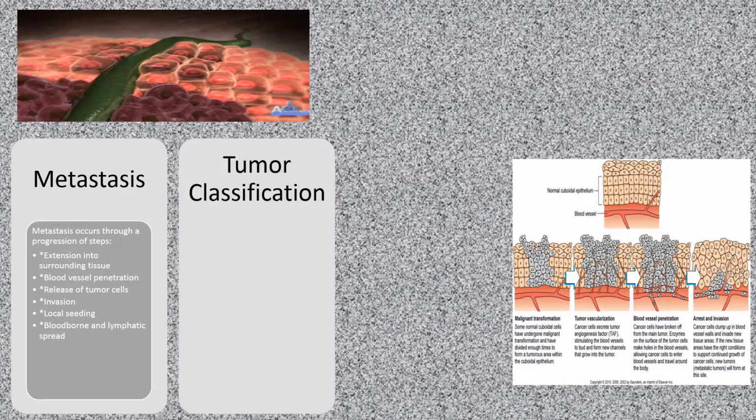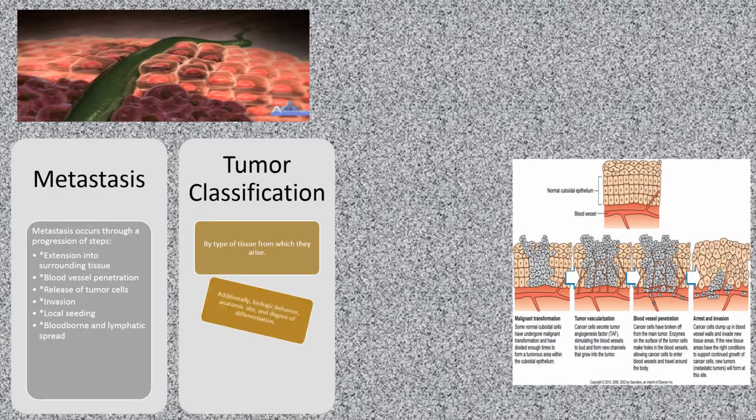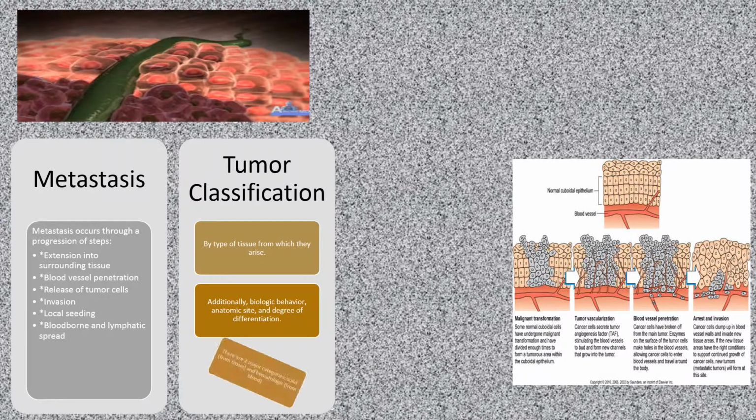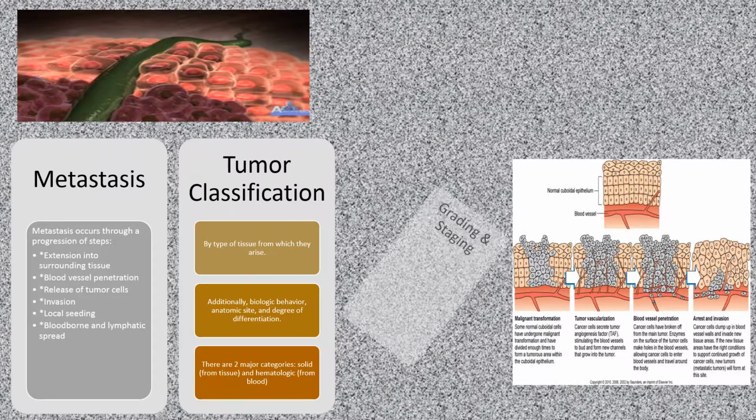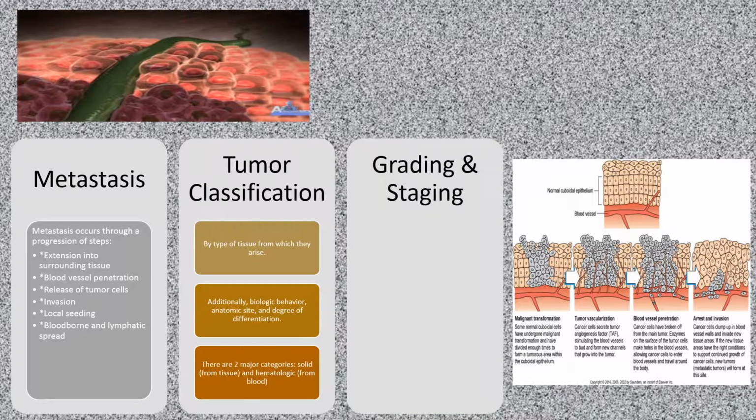Tumors are classified through tumor classification. This is done by type of tissue from which they arise. Additionally, biologic behavior, anatomic site, and degree of differentiation. There are two major categories: solid from a tissue and hematologic from blood. Tumors are graded and staged. Grading classifies cellular aspects of the cancer. It compares with the parent cells, and it helps determine prognosis and therapy.